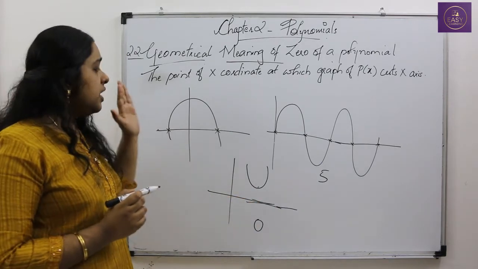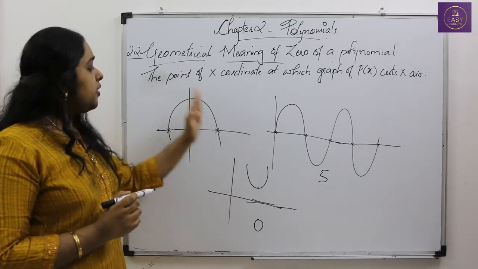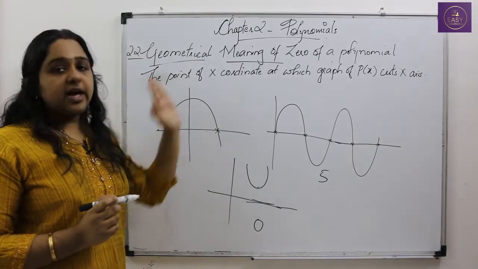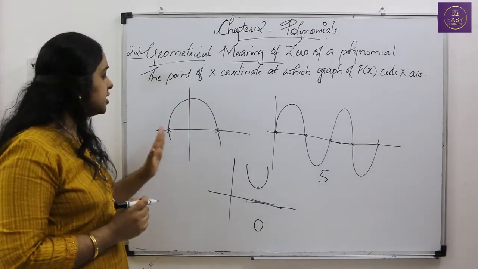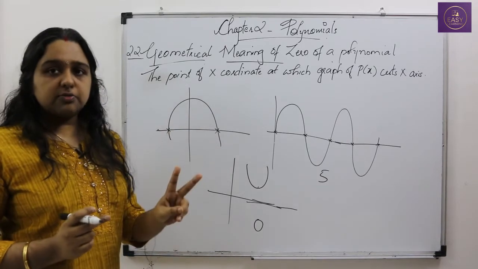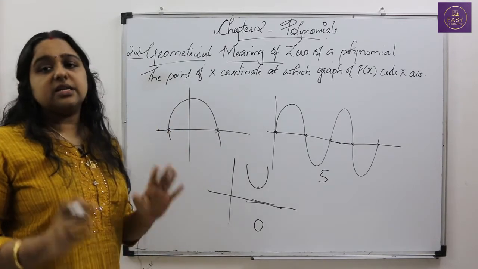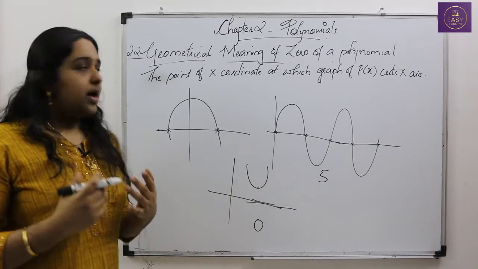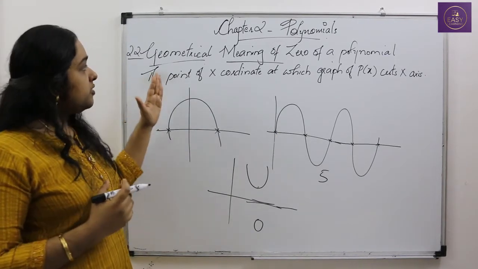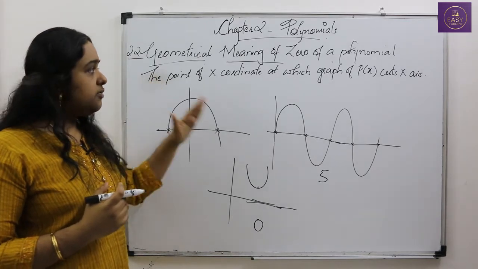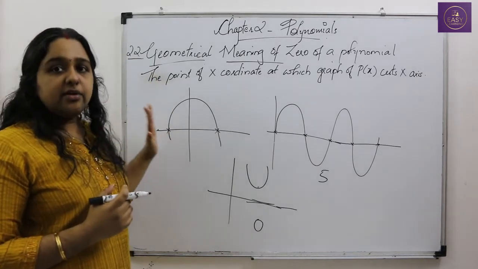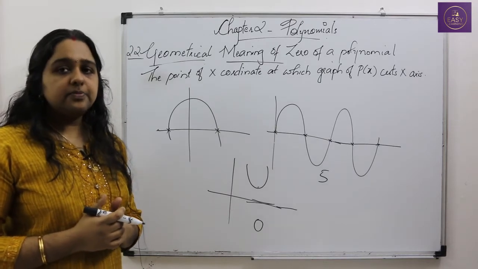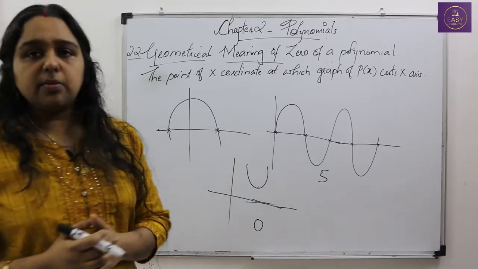You need to look at the points. How many points does this line cut the x-axis? That is the zeros of that polynomial. If the graph cuts 2 times, then there will be 2 zeros of the polynomial. If it cuts 10 times, there will be 10 zeros. So this is the way you draw the graphical representation of a polynomial and identify the zeros of a polynomial. Is it clear? Okay, let's do some problems and it will be more clear.